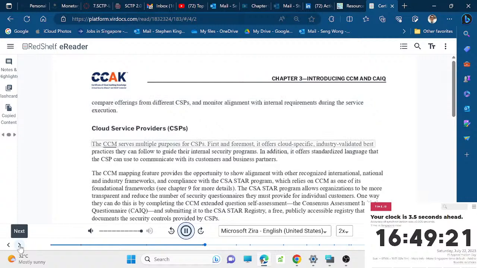Cloud service providers, CSPs. The CCM serves multiple purposes for CSPs. First and foremost, it offers cloud-specific, industry-validated best practices they can follow to guide their internal security programs. In addition, it offers standardized language that the CSP can use to communicate with its customers and business partners. The CCM mapping feature provides the opportunity to show alignment with other recognized international, national and industry frameworks, and compliance with the CSA STAR program, which relies on CCM as one of its foundational frameworks. See Chapter 9 for more details. The CSA STAR program allows organizations to be more transparent and reduce the number of security questionnaires they must provide for individual customers.